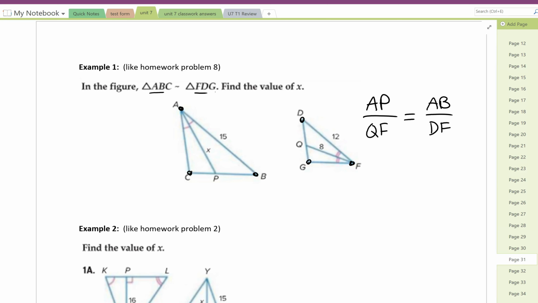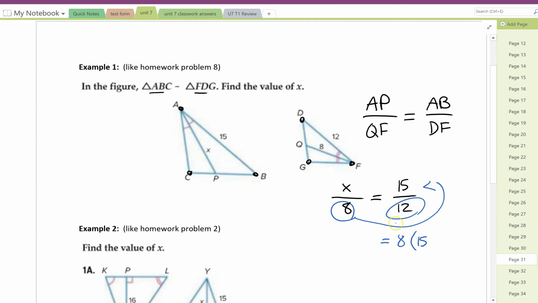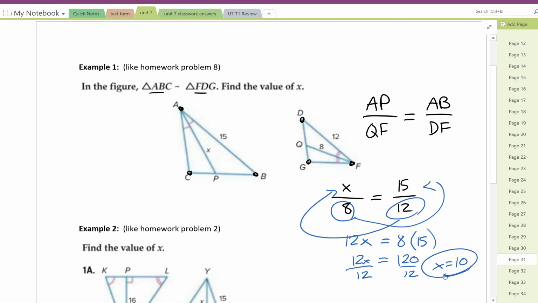So plug in what I know and then solve for what I don't. I know AP is just going to be X for now. QF over here is 8. AB is 15. And DF is 12. So I'm going to cross multiply. 8 times 15 on the right, 12 times X on the left. 8 times 15 is 120 equals 12x. Divide both sides by 12, and x comes out to be 10. In other words, this angle bisector here would be 10 units long.